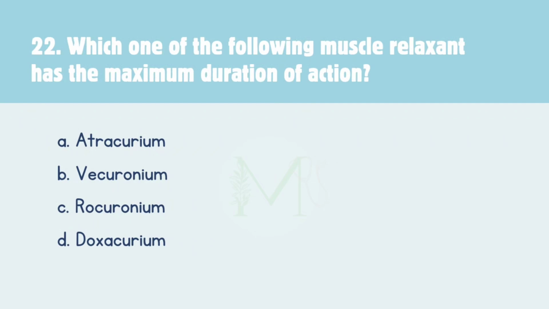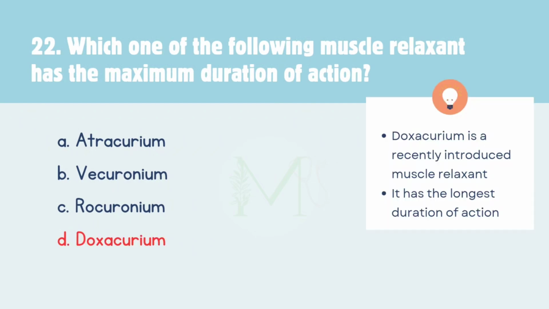The next question is, which one of the following muscle relaxants has the maximum duration of action? The options are atracurium, vecuronium, rocuronium, doxacurium. And the correct answer is doxacurium. Muscle relaxants are classified based on their duration of action as short acting, intermediate acting, and long acting. Short acting duration is up to 20 to 30 minutes. Intermediate acting drugs' duration is 30 to 60 minutes, and long acting durations are more than 60 to 90 minutes.